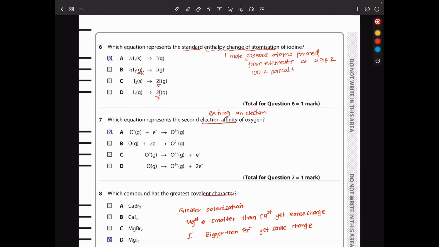Question 6, which equation represents the standard enthalpy change of atomization of iodine? Here they say standard, and iodine at standard conditions is going to be a solid. Enthalpy of atomization is when 1 mole of gaseous atoms is formed. So we will look for an equation where iodine goes from solid to 1 mole of gas. And we see this is what qualifies. 1 mole of gaseous iodine is formed from solid iodine. The answer is going to be A.